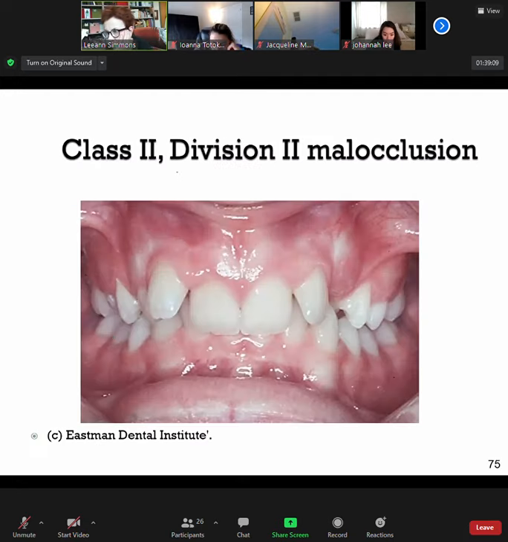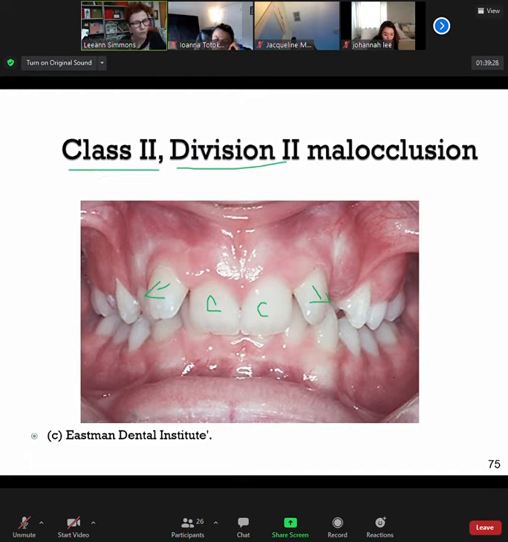Here is a type of class 2 division 2. So again, you see the maxillary centrals are retruded and the laterals are sticking out. But the molar is in a class 2. I'm not showing you that here, but that's the position.